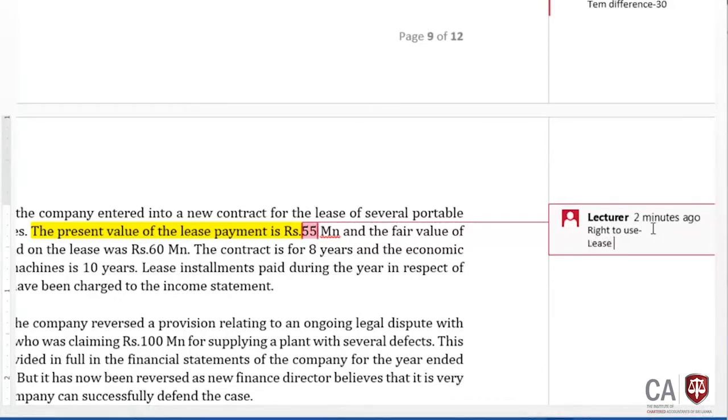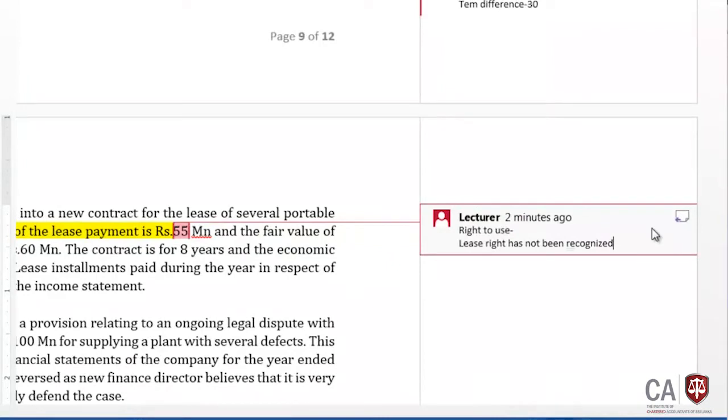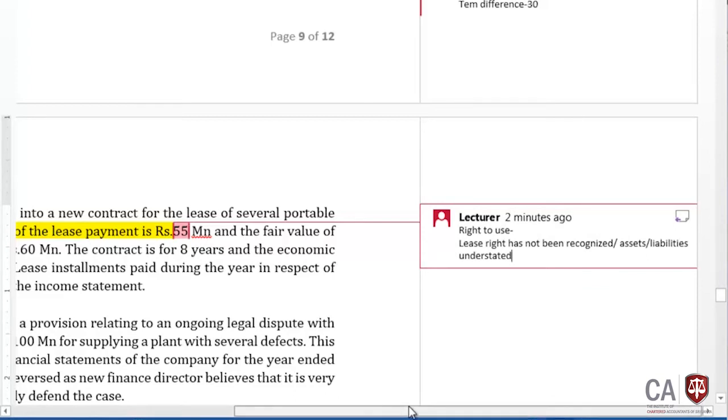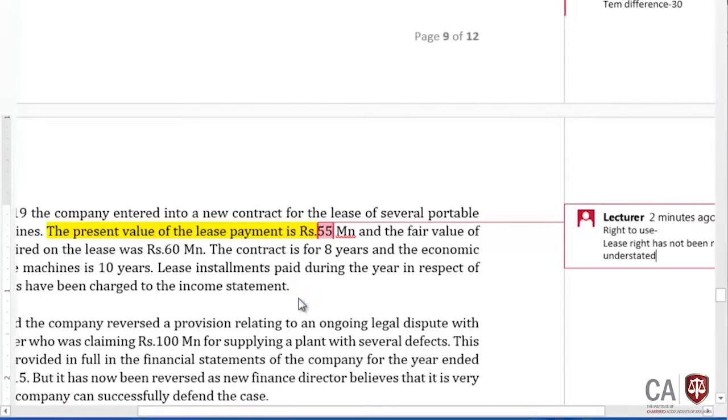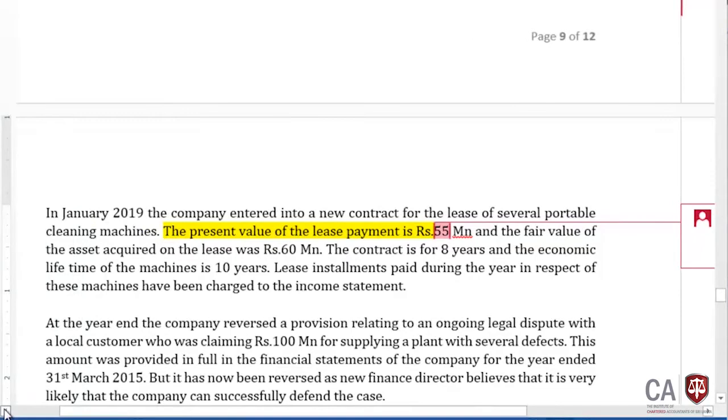The lease right has not been recognized. So, what happened? Your assets and liabilities are both understated, and as you know, there has to be a depreciation impact when you report the asset. Therefore, this is another possible adjustment that is going to be identified by the auditor using the right. Now, in this answer you will emphasize that the company can use the right-to-use model and account for the lease.